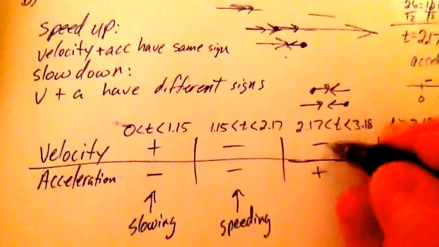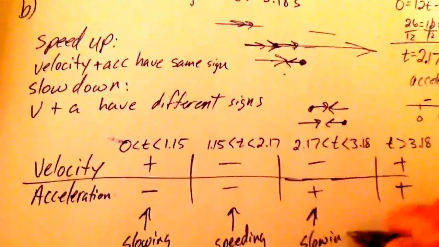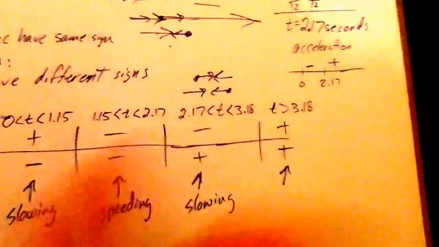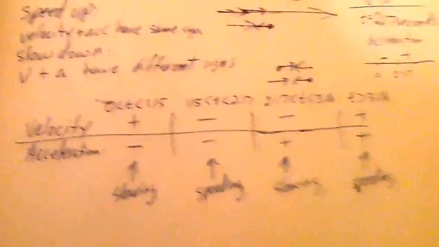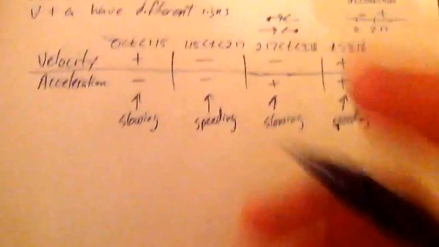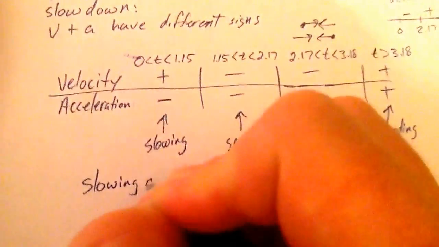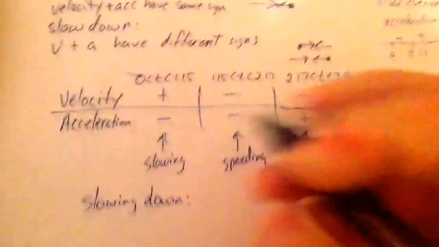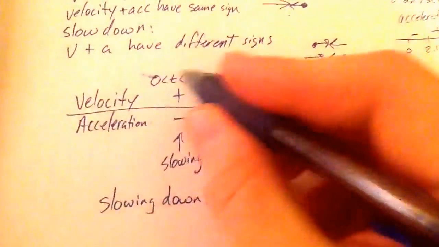And then here again, different signs, that's slowing down. And if they're both positive, that'll be speeding up. So we could write this in summary. It's slowing down. Let's see, how do I want to write this? I can write it as intervals, or we can do it like this.